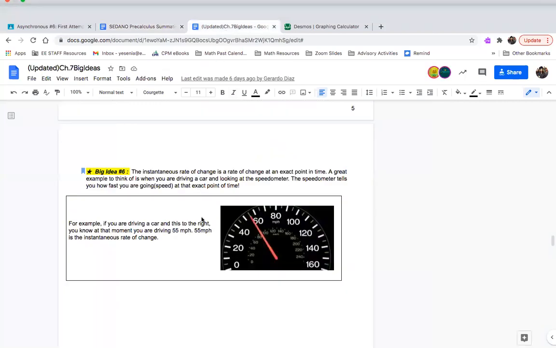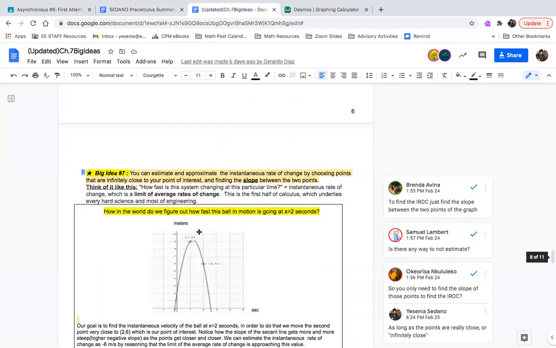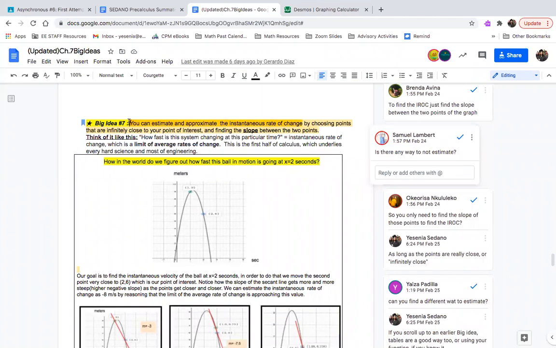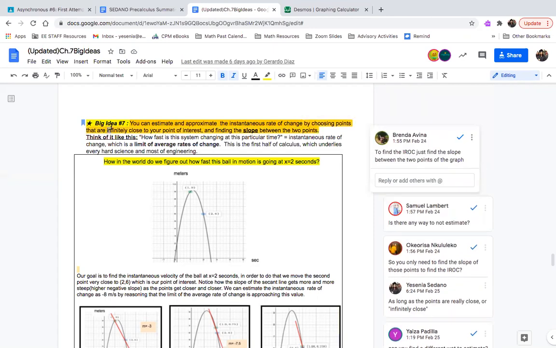Another big idea we'll be using: there's big idea 6, and if you scroll down to big idea number 7, it tells you how to actually calculate the instant rate of change. There are shorthand ways to say it, like IROC, or the long way, instantaneous rate of change, but they all mean the same thing. This is the process. We're going to have to estimate. You can estimate and approximate the instantaneous rate of change by choosing points that are infinitely close to something called our point of interest. So there are 2 points, and they have to be really close to the point of interest. Then we find the slope between these 2 points. That's the process.